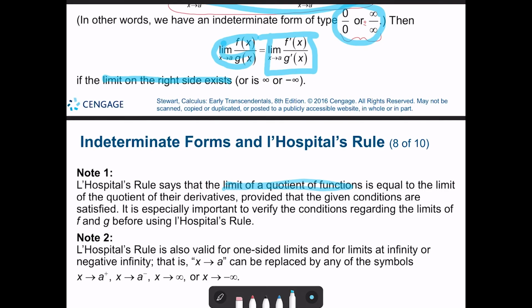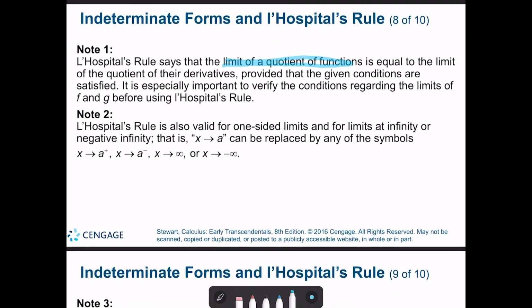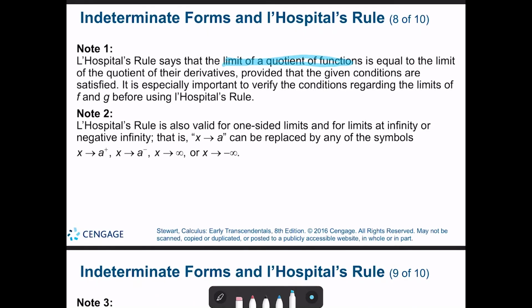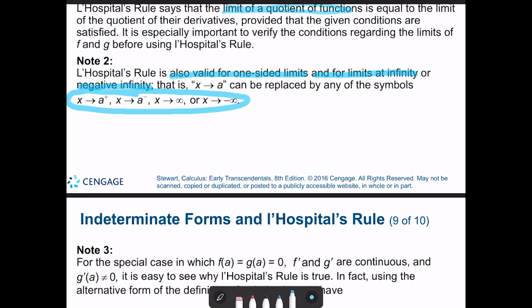It is especially important to verify the conditions regarding the limits of f and g before using L'Hopital's rule. Noted. And it's also valid for one-sided limits and for limits at infinity or negative infinity. So our limits can look like any of those four, in addition to simply stating the limit as x approaches a.